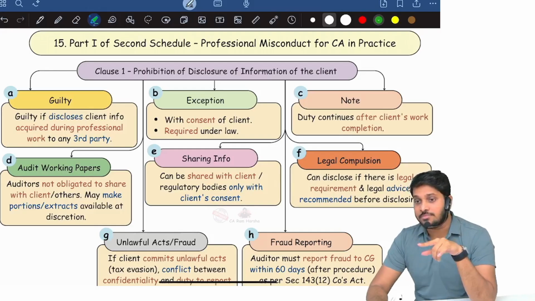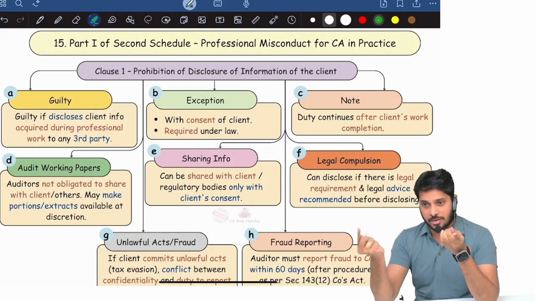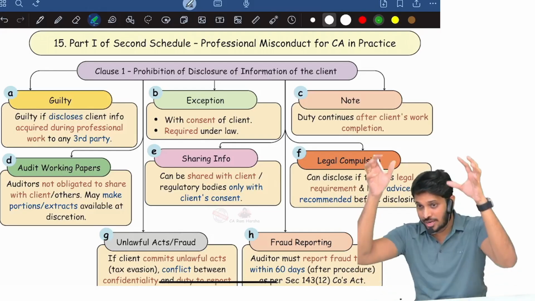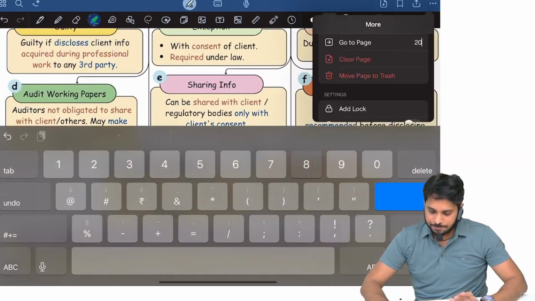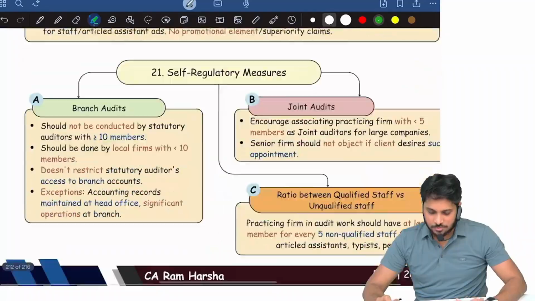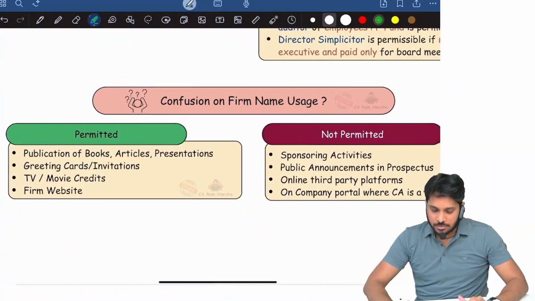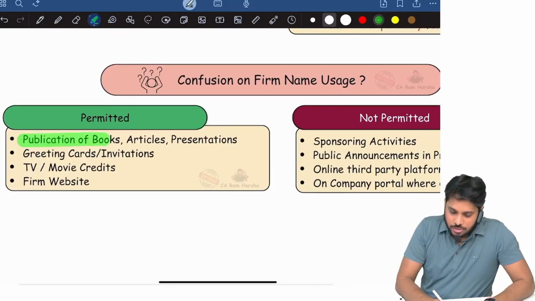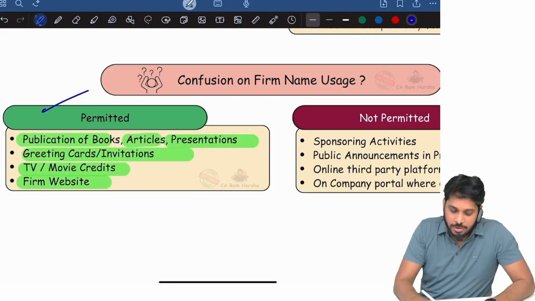The question comes about the firm name. Can I refer to the firm name? Or where should I refer to the firm name, and where should I not? Based on judgments, we have given one small diagram at the end of this book showing where firm name is permitted. So for publication of books, articles and presentations, greeting cards and invitations, TV and movie credits and firm website, obviously, in all these cases, firm name is permitted.